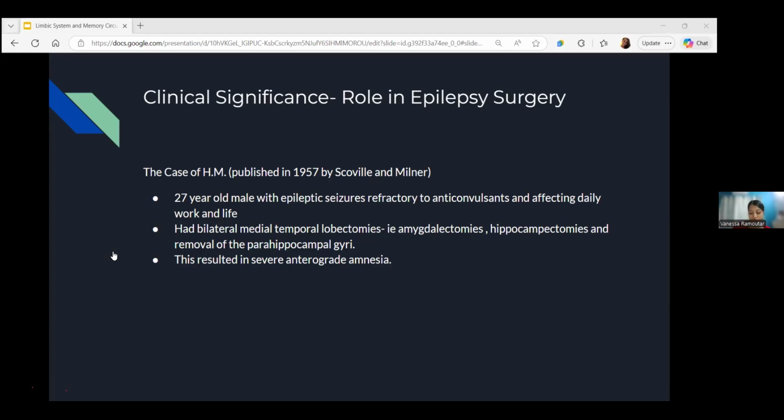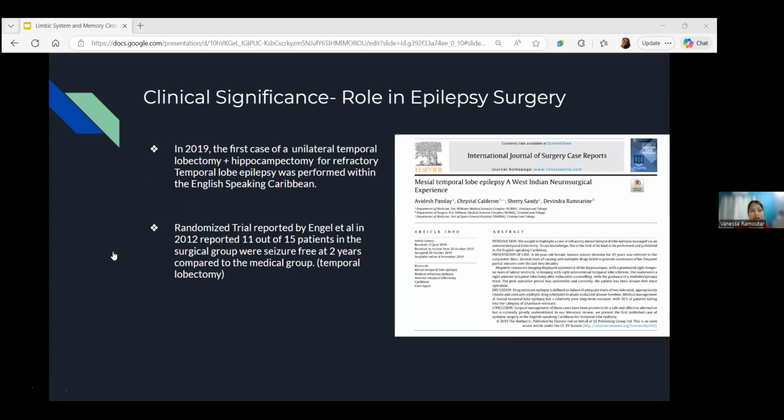And this helped us to learn that unilateral surgery might be best. Since then, this knowledge of the intricate functions of the limbic system has played a major role in the neurosurgical management of temporal lobe epilepsy refractory to medications. In 2019, the first case of a unilateral temporal lobectomy plus hippocampectomy for refractory temporal lobe epilepsy was performed within the English-speaking Caribbean by our very own Mr. Amarin. It must be noted that preoperative and postoperative neuropsychology testing must be done prior to surgical intervention to determine dominance for speech and memory.